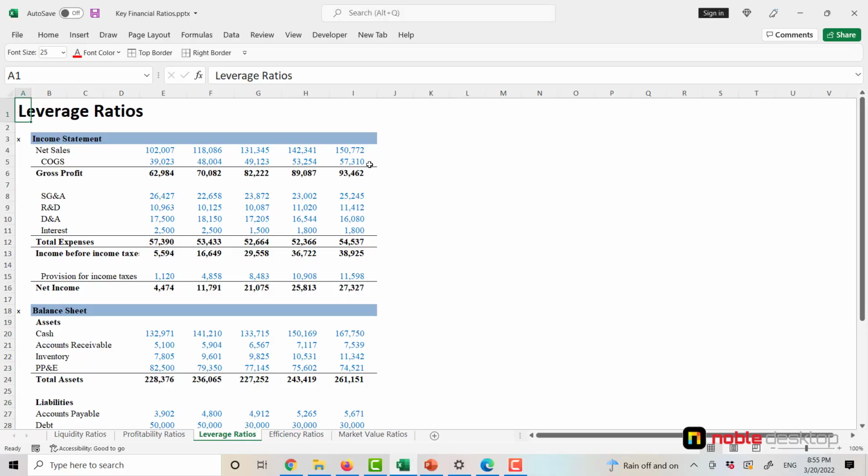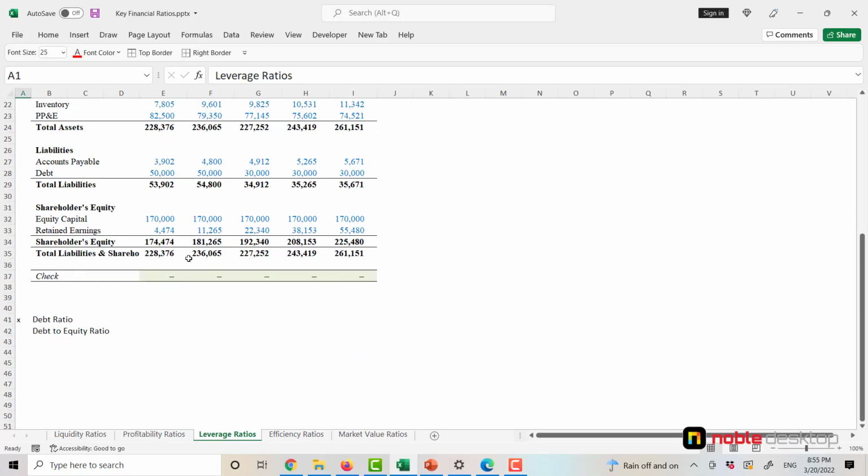Let's calculate leverage ratios for a given company. So the debt ratio in this case scenario will be total liabilities divided by total assets. Filling it to the right, we see that debt ratio is from 0.2 to 0.1, which is pretty good and gets better over time.